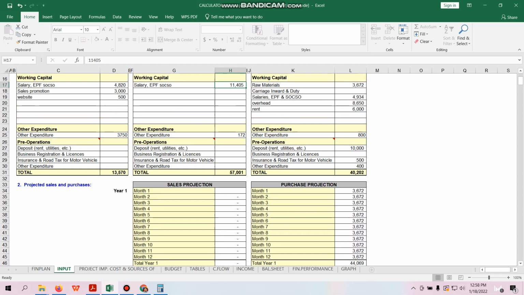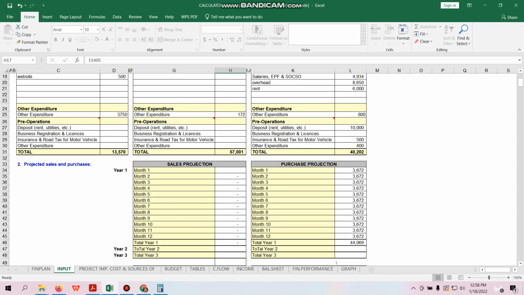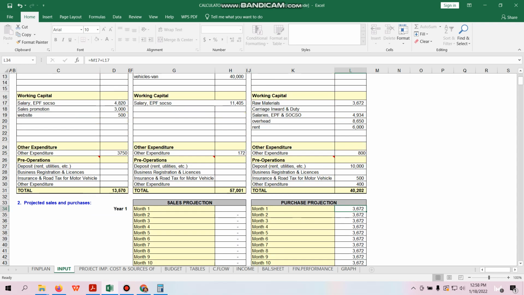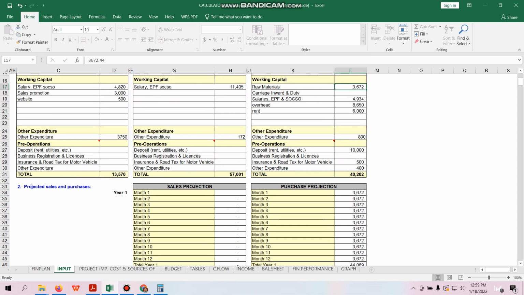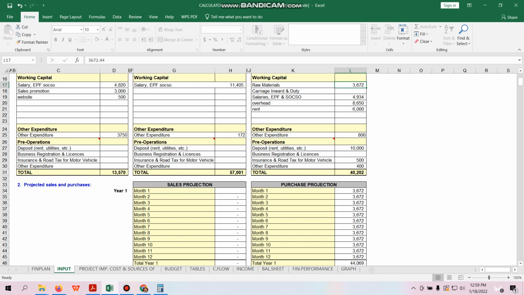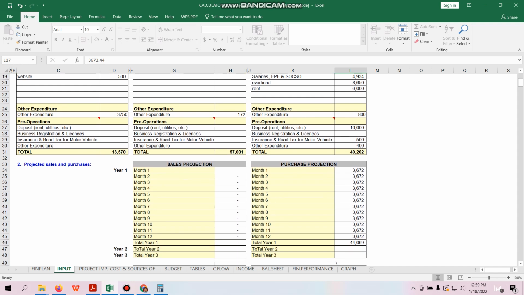Do you notice this value here already? This one is for 1 month only. So 3672 is actually equivalent to the raw material that you have here. That's why I said they are linked to the operation estimation. So if you change this value, this one also changes. Normally, purchase projection is the purchase you make for a particular month. So if you times 12, you will have the purchase for 1 year.